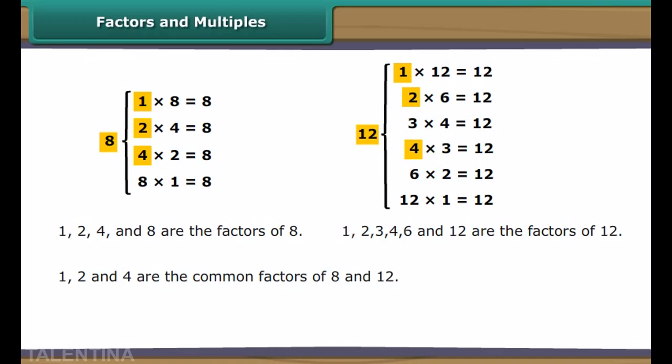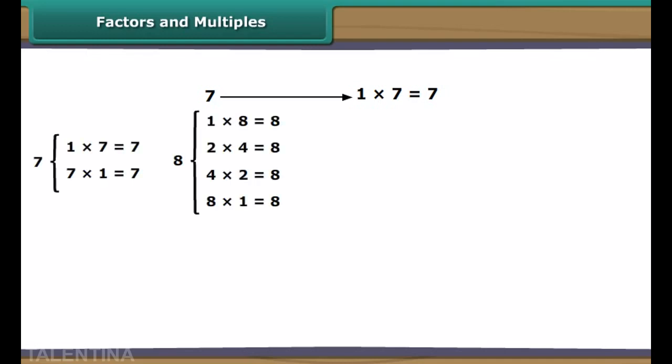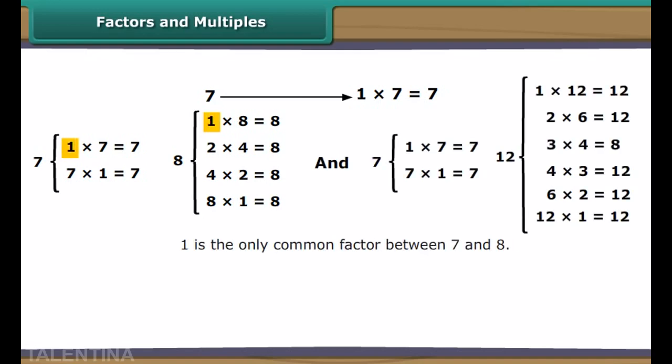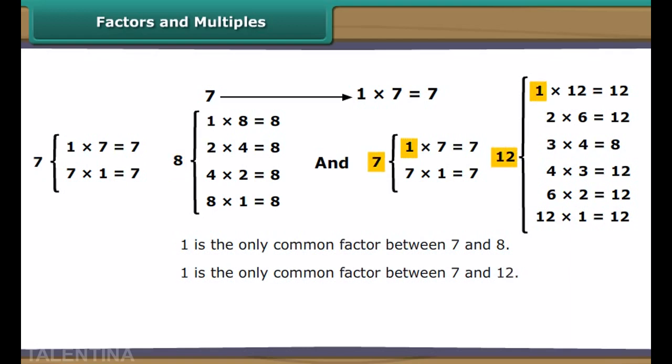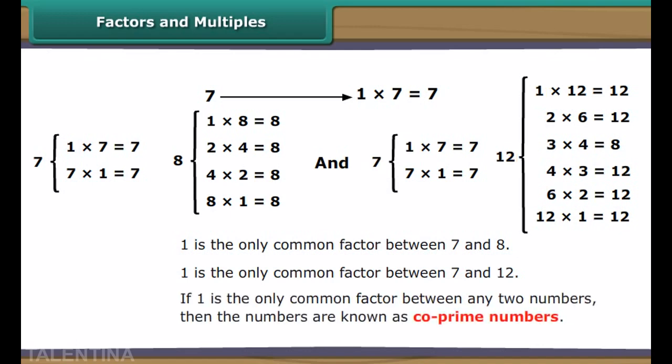Let us identify the factors of one more number, number 7. 1 and 7 are the factors of 7. What are the common factors of 7 and 8 and 7 and 12? 1 is the only common factor between 7 and 8. Similarly, 1 is the only common factor between 7 and 12. If 1 is the only common factor between any two numbers, then the numbers are known as co-prime numbers. Therefore, 7 and 8 are co-prime. Similarly, 7 and 12 are co-prime.